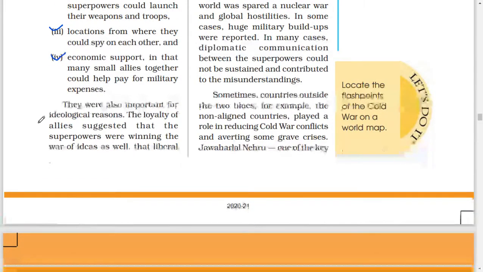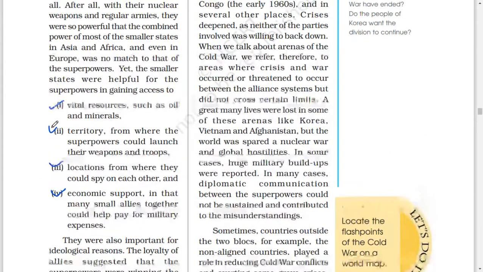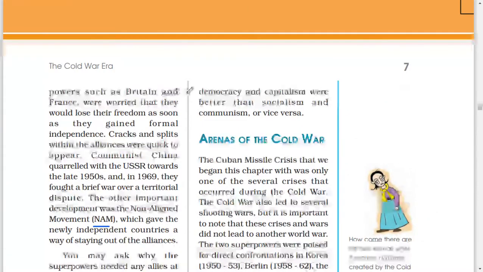They were also important for ideological reasons. The loyalty of allies suggested that the superpower was winning the war of ideas as well, that liberal democracy and capitalism were better than socialism and communism, or vice versa.